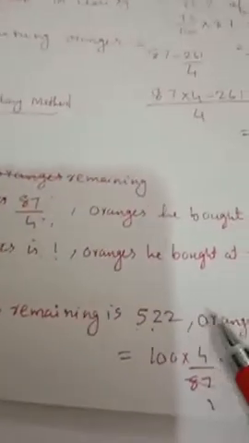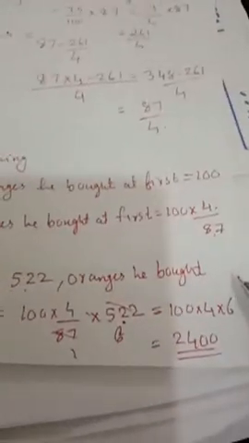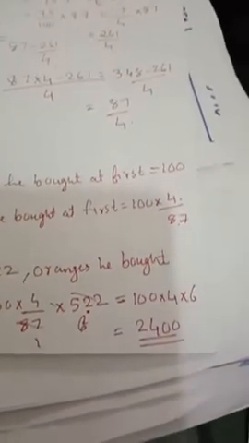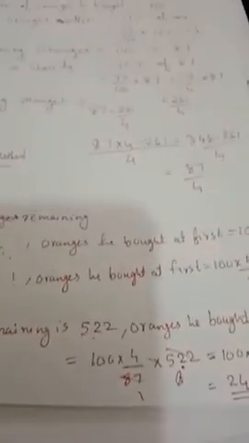Now apply the unitary method. Number of oranges remaining is 87 by 4, then oranges he bought at first is 100. Then for number of oranges 1, oranges he bought is equal to 100 divided by this, that means 100 into 4 by 87. Then actually the remaining oranges are 522, so oranges he bought is equal to 100 into 4 by 87 into 522. It is 2400. Clear? Okay.